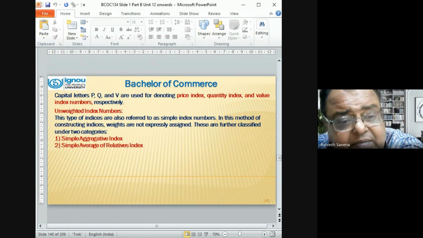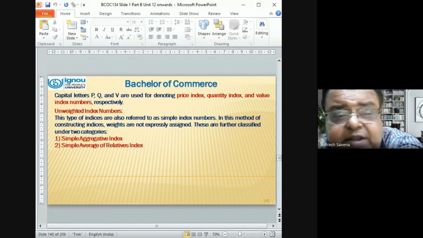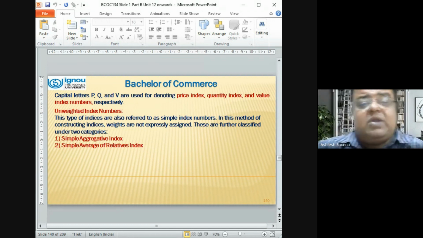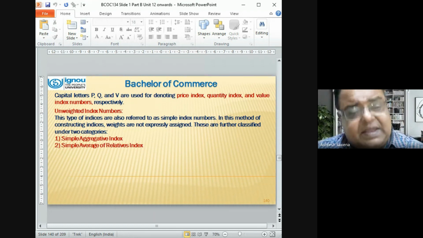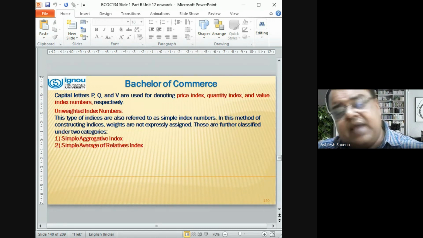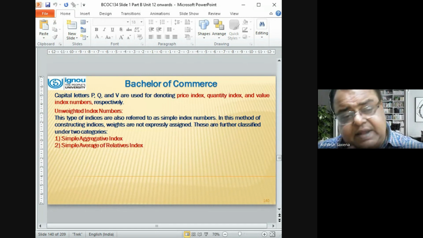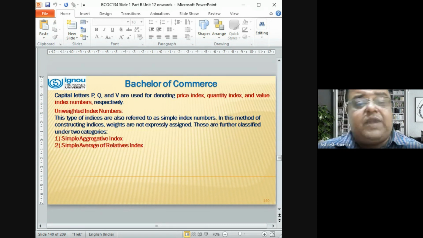Unweighted index number. This type of index is also referred to as a simple index number. In this method of construction, weights are not assigned. They are further classified into two categories. The first one is the simple aggregate index, and the second one is the simple average of relative index. Now, what is the difference between these?